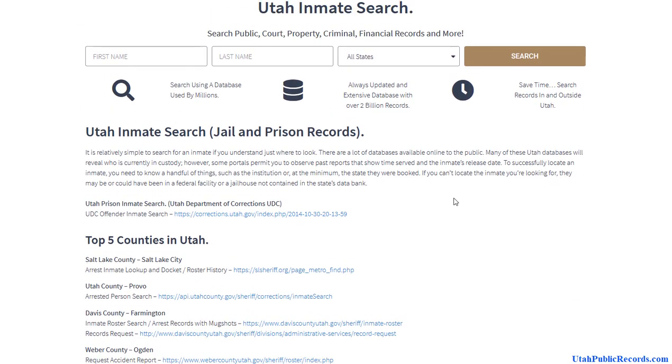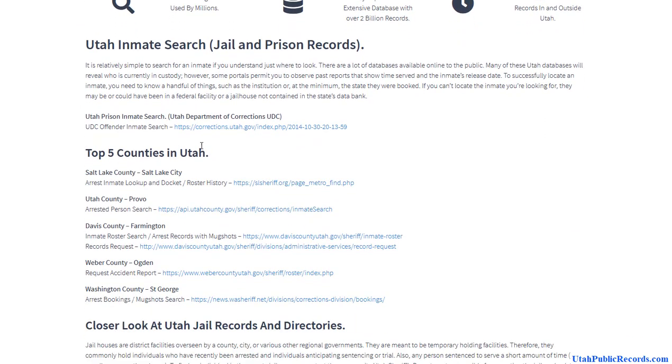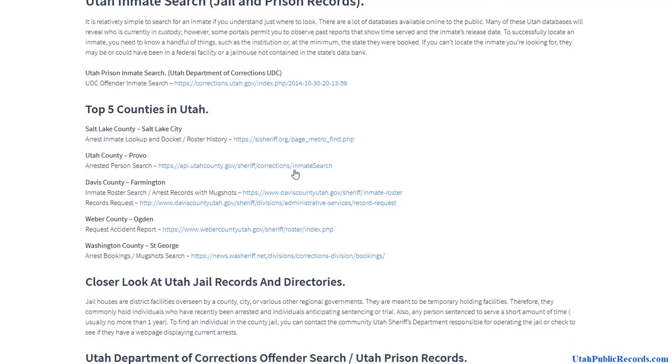So once you're on the inmate search page here, you will notice there's a database for the Utah Department of Corrections. These would be prison records. Prison records are people typically sent to prison or serving more severe crime sentences over 12 months. And then you have your county level resources. These would be local jail facilities typically managed by the sheriff's department. And people in here are typically serving under 12 months.